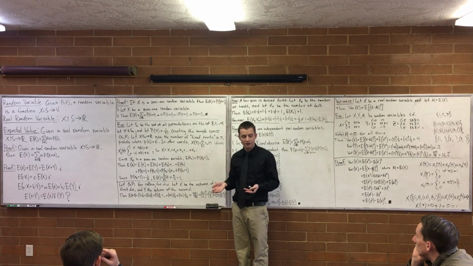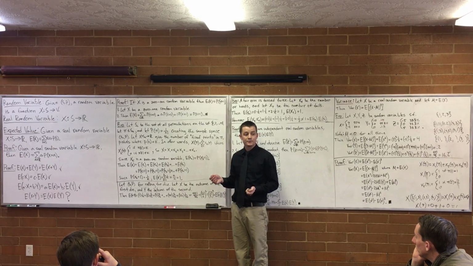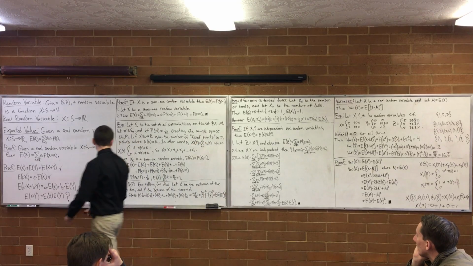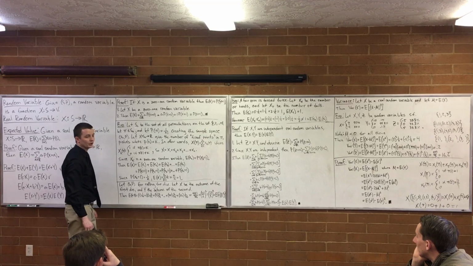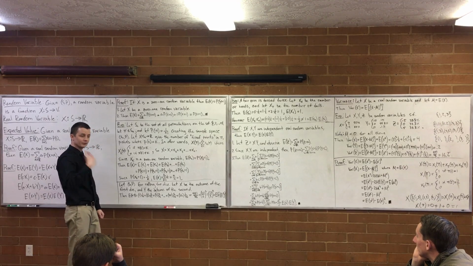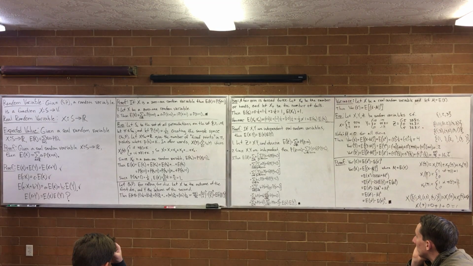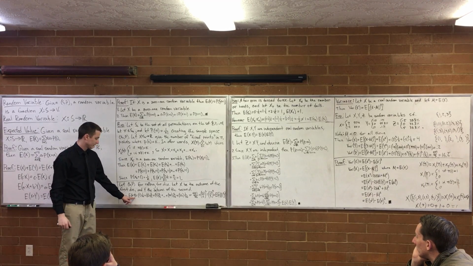What's the expected value of X? It's 7 halves. What's the expected value of Y? Same thing, 7 halves. So the question is, when we do the expected value of X times Y, are we going to get 7 halves times 7 halves, or 49/4? That's the question we have in our mind. So we write this out. What is the expected value of X times Y?